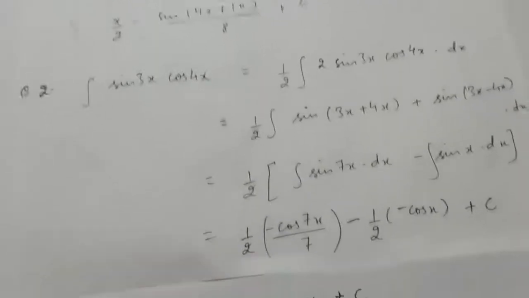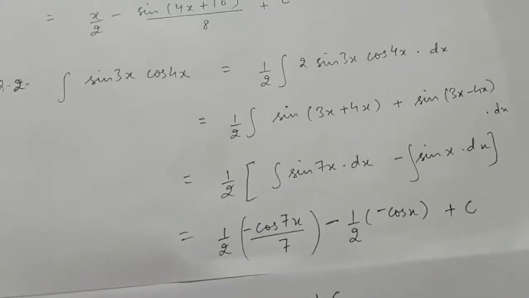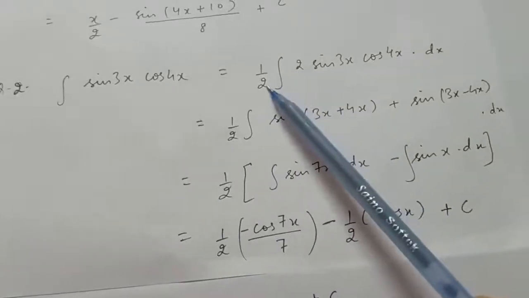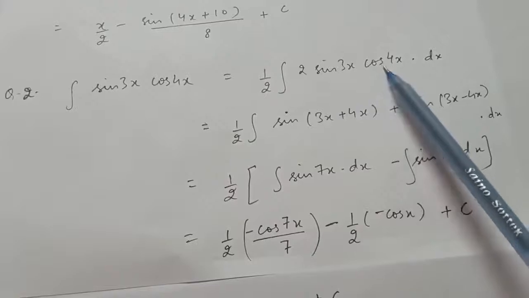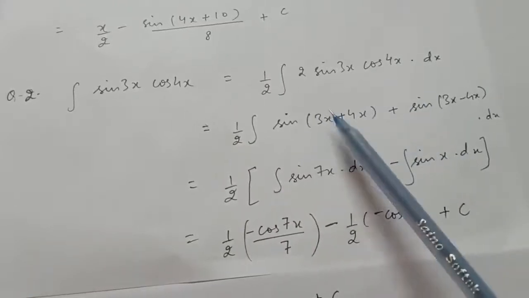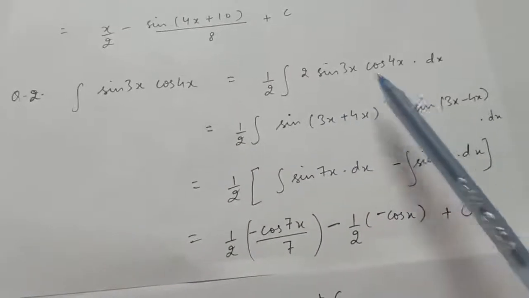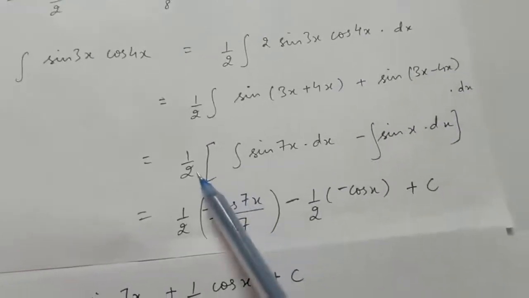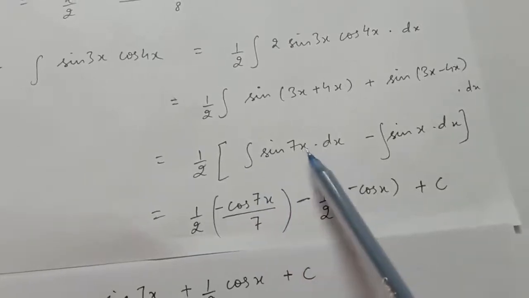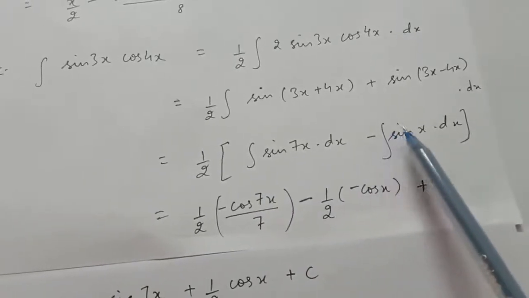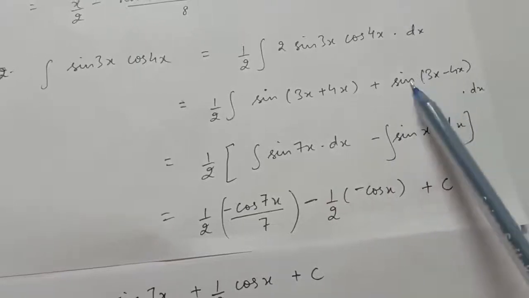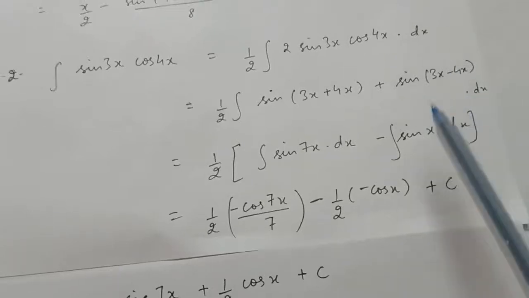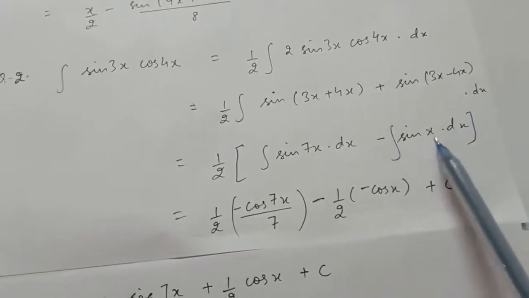Now question number second is integral of sin 3x into cos 4x. So first of all multiply and divide the integral with 2. Now apply the identity of 2 sin a cos b, which is sin (a plus b) plus sin (a minus b) into dx. Now this will be 1 by 2 integral of sin 7x minus integral of sin x. Why? Because sin (3x minus 4x) will be sin (minus x), and sin (minus x) is minus sin x, right?